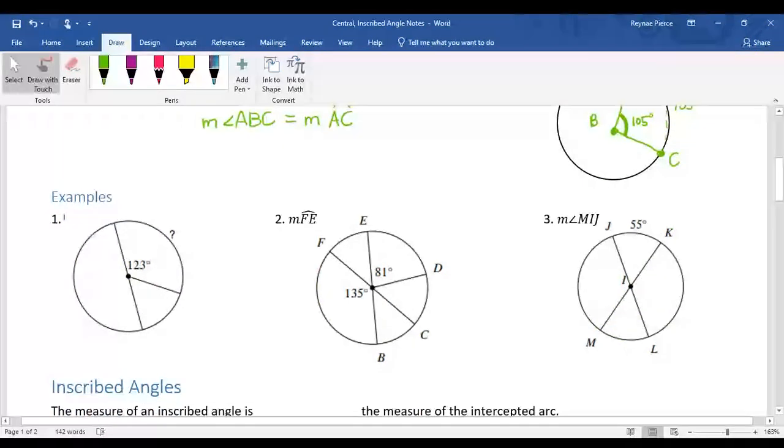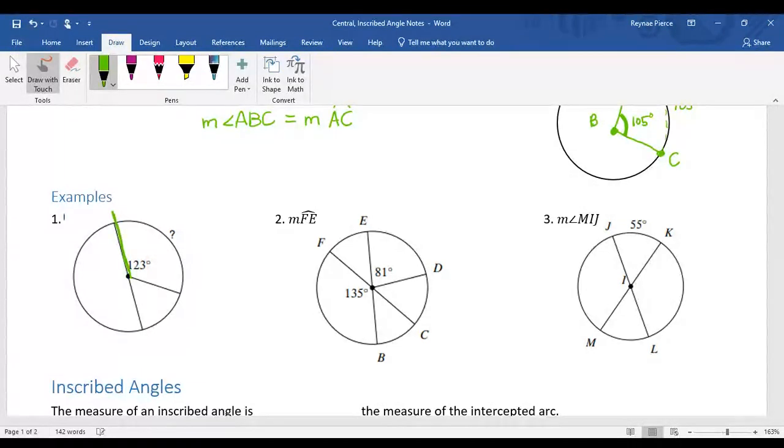So example 1 here, what I like to do is go ahead and trace those sides of the angle. Like here, 123 degrees, we can see the intercepted arc, that arc between the sides of the angle, is what we're looking for. Since a central angle is equal to its intercepted arc, this is also 123 degrees.